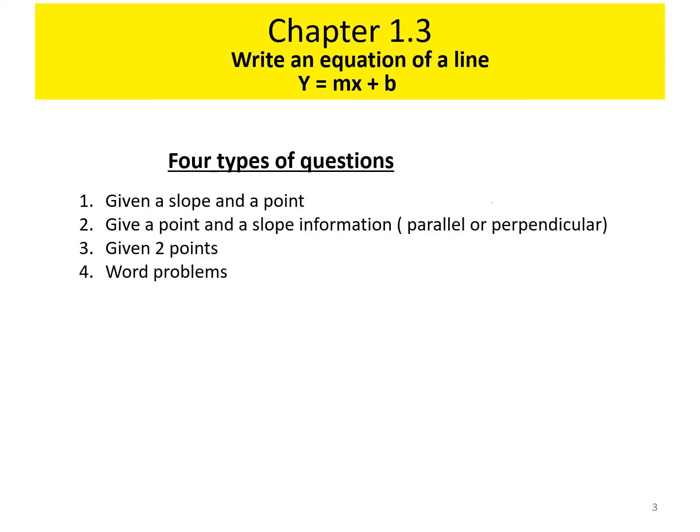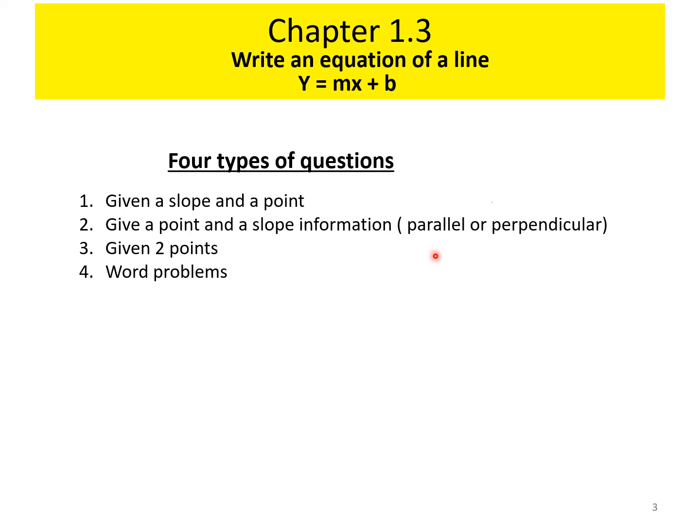You're going to be asked 4 types of questions. The base is write an equation of a line, and the first one is you're going to be given a slope and a point. This is the one I'm going to be covering in this video. Another way of asking you to write an equation of a line is they're going to give you a point and particular slope information, like it's parallel to another line or perpendicular. This basically is the same as the first one. You have a point and you're going to have slope information.